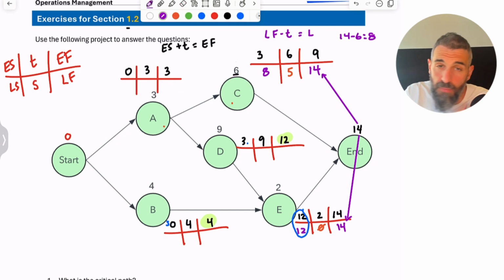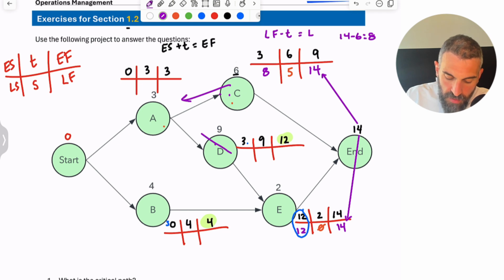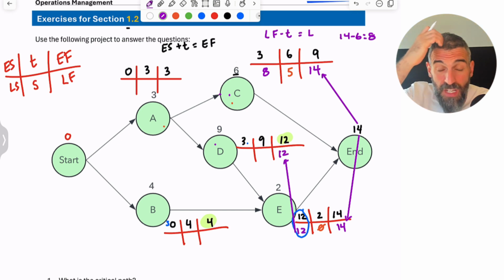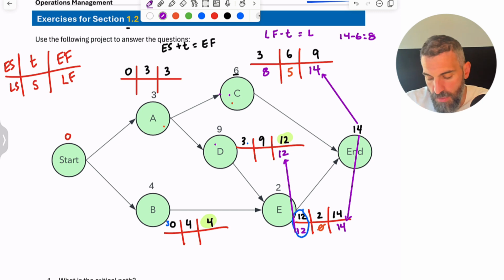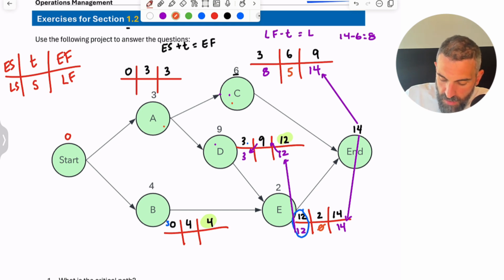Now, before I can do A, I need to complete D. It's kind of like before. Because I technically have both C and D going to A, if you're coming from the back, then we need to complete these. So for D, you pass back, this is called the backward pass method, the 12, and put it there. D has to be finished by week 12 so that E can be started by week 12. And then 12 minus 9 is 3. You see this one also has no slack time, because D is another critical activity.